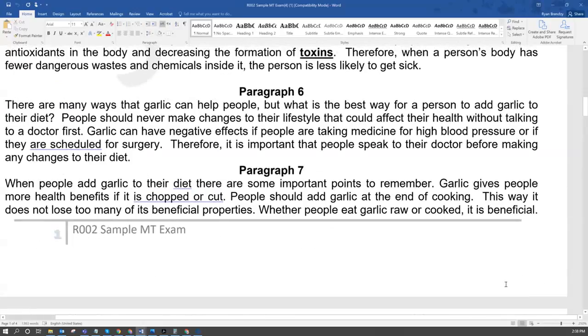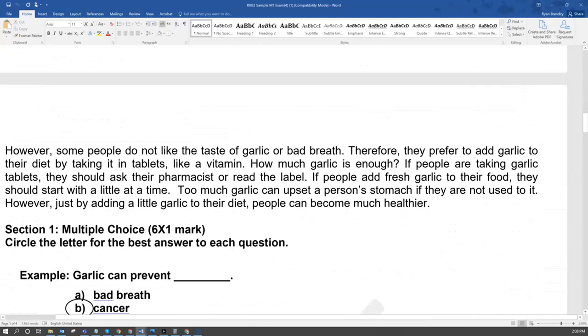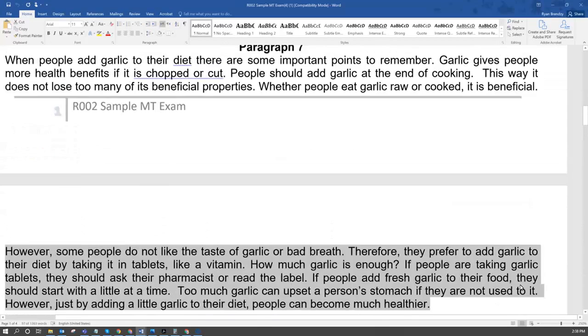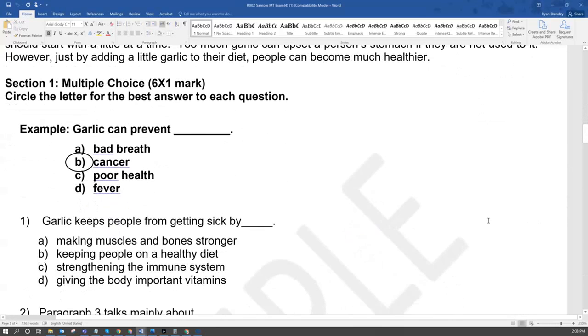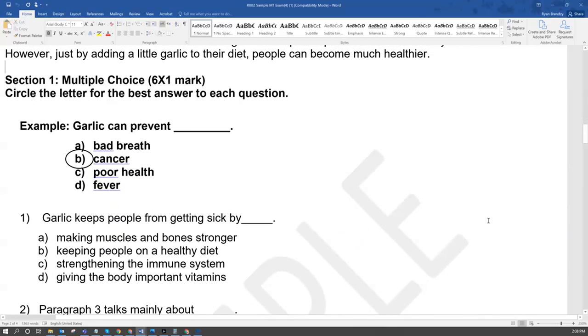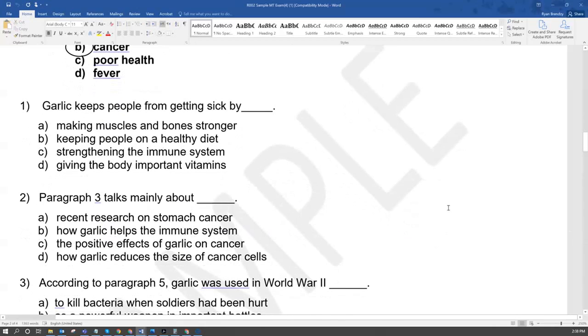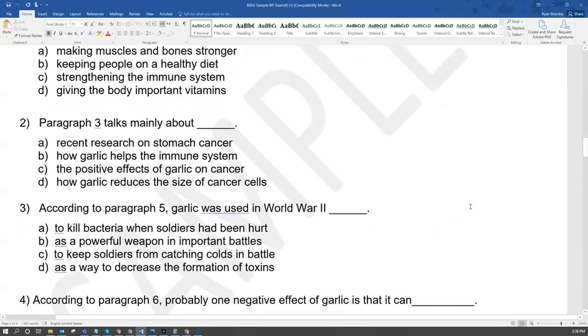In this text, there are 7 paragraphs. Be careful, sometimes the paragraphs go on to the second page. So remember that this moves on to the second page here. It's very important that you read the instructions of the questions. Here we have multiple choice, circle the best answer. So you want to make sure you circle the letter, and here are all the different questions. Again, a tip is to make sure you highlight any positive or negative words. Remember, mainly about means main idea.